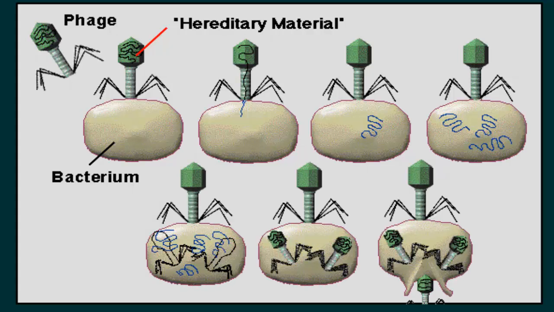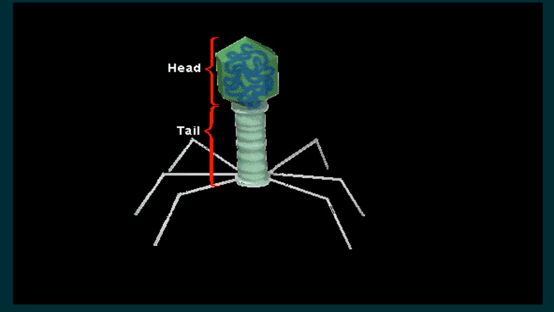Because new phage were made in the cell, the researchers knew that the hereditary material must pass into the cell. They also knew that a phage is made of only two things: DNA and protein. There are no other chemical components to a phage.